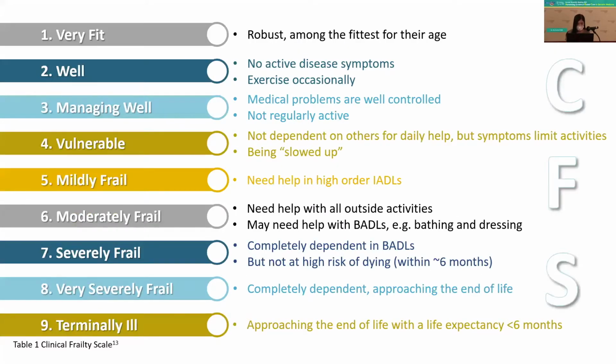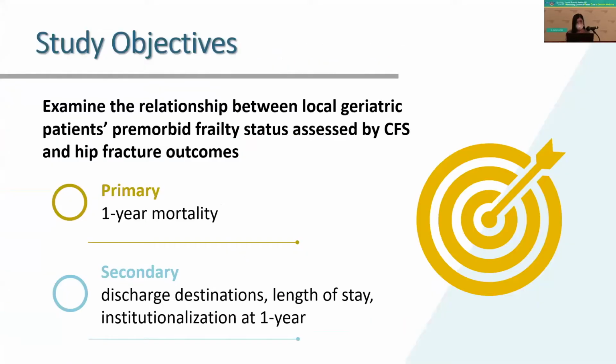The clinical frailty scale is scored on a scale from 1, very fit, to 9, terminally ill, to stratify elderly people according to the level of frailty. A score of 5 or above is considered frail. My study examined the relationship between local geriatric patients' premorbid status, frailty status assessed by the clinical frailty scale, and hip fracture outcomes, including 1-year mortality, discharge destinations, length of stay, and institutionalization at 1 year.